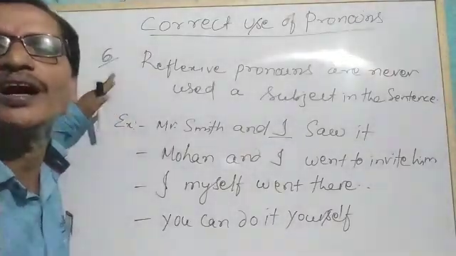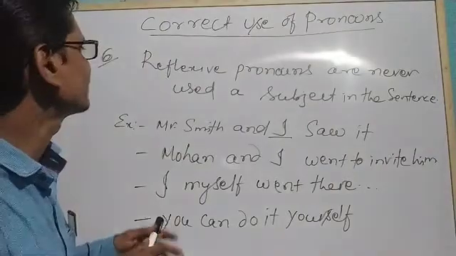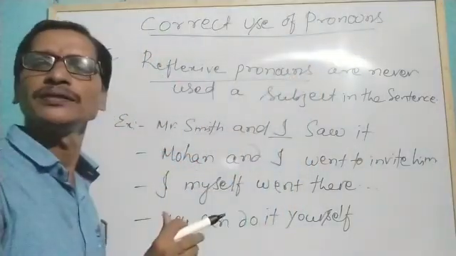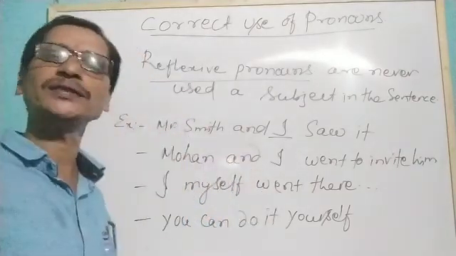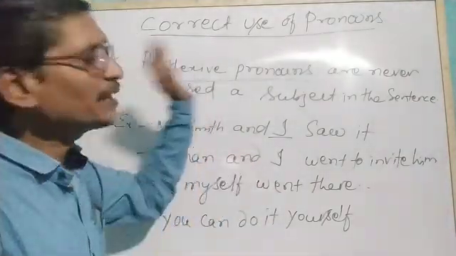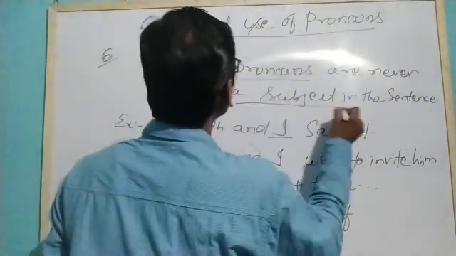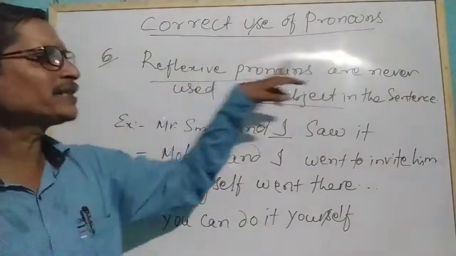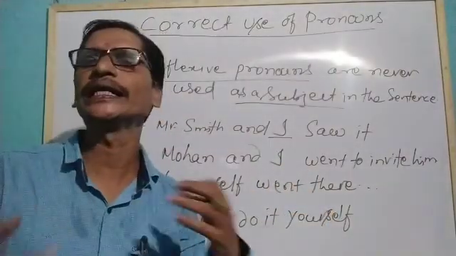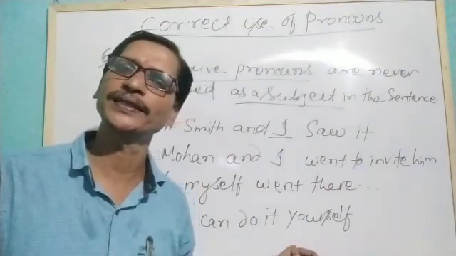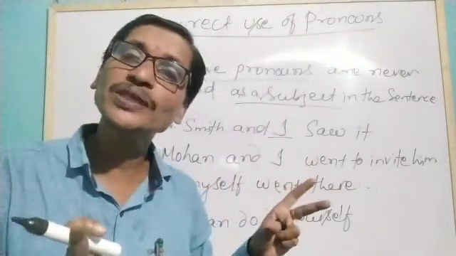That means the sixth rule, or sixth instruction, for correctly using pronouns. What does it say? It says reflexive pronouns, that means myself, yourself, himself, itself, themselves, ourselves. These are the reflexive pronouns. These reflexive pronouns are never used as a subject in our speech or statements, while speaking and writing. So we cannot make reflexive pronouns subjects in our sentences.